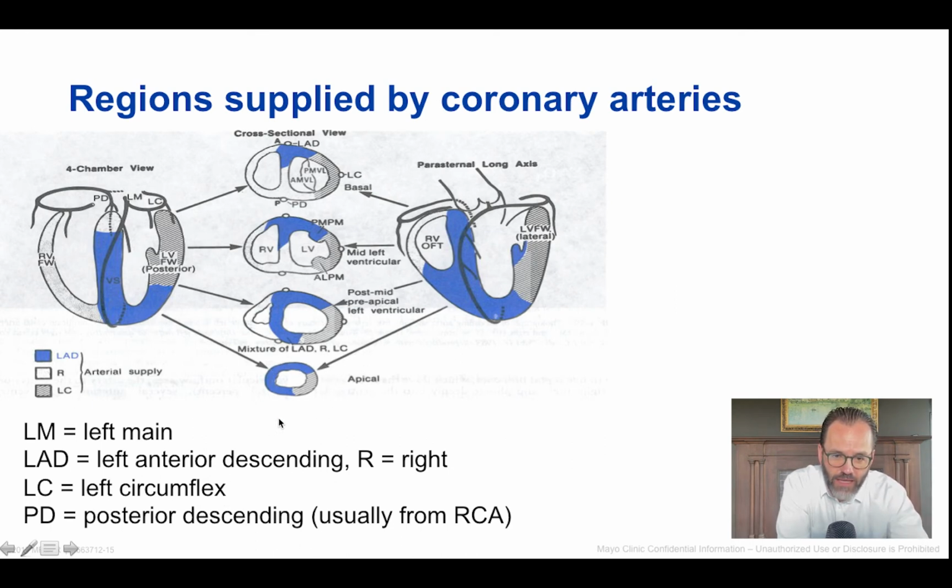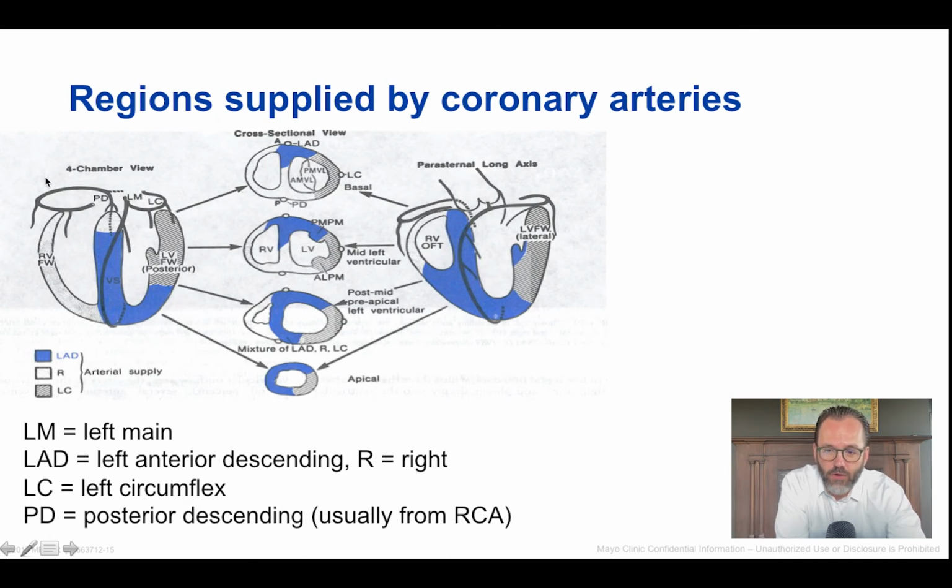And similarly, you can see at the apical portions, the predominant amount of the ventricular muscle is actually supported by the left anterior descending. So should you have a blockage in your left anterior descending coronary artery, that is a significant physiological challenge that needs to be intervened upon.